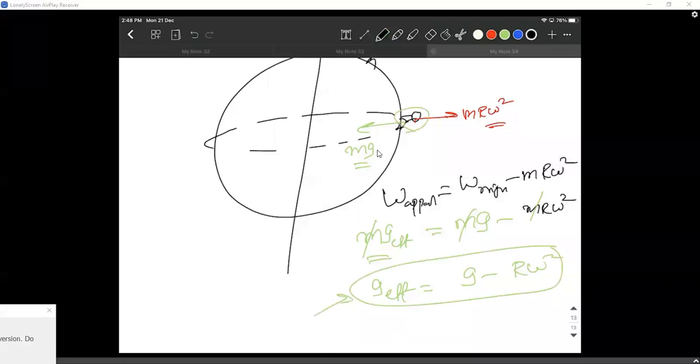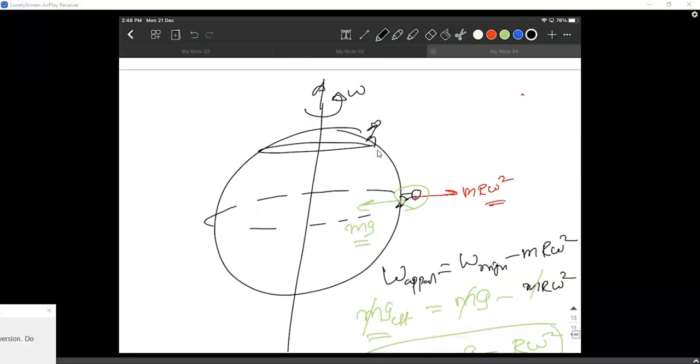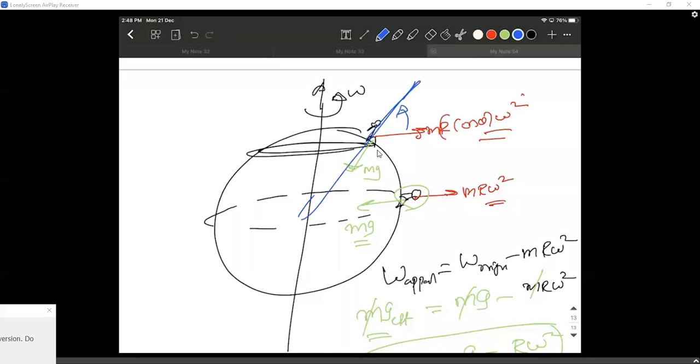But what if the person is somewhere around here? To him, mg is acting in this direction. Mr cos theta omega square is acting in this direction. To him, the effect of gravity is in this direction, right? So you have to take the component of this along that. So how much is that component? Can somebody tell? Theta. This is also theta. So m r cos theta omega square into cos theta. I hope you're following it.